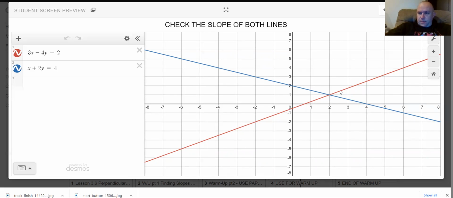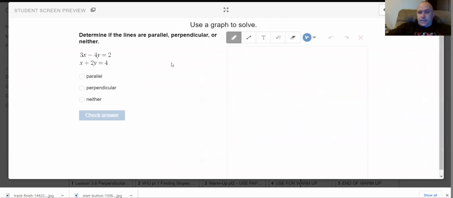Let me just move my little picture out of the way here. It goes up 1, 2, 3, and then across 1, 2, 3, 4. So I've got down -1/2, and I got 3/4. Now, clearly, if I flip 1 over 2, I do not get 3 over 4. So these are not negative reciprocals of each other. They're certainly not the same. So for that reason, I can say that they're neither. They're neither parallel or perpendicular.